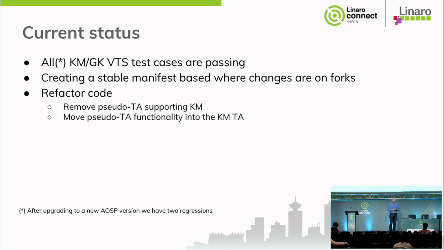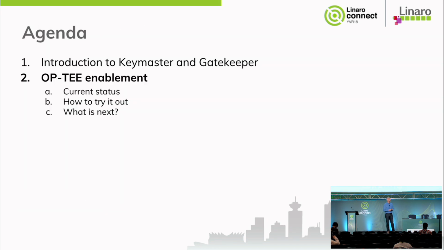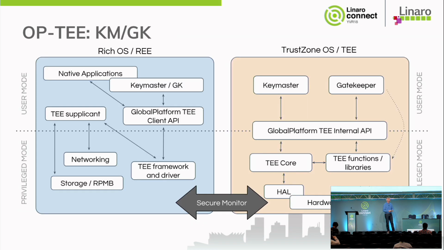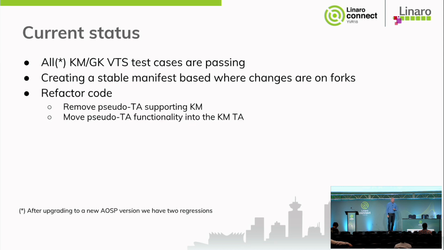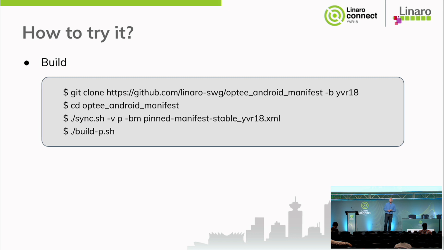And what I mentioned already is about this refactoring of the code. As I said, on the right side here, on the privilege mode, we are going to remove the pseudo TA that we have there and move it up to the Keymaster instead. Yeah, I think that's my part. So now I hand over to Victor, to go a little bit more hands-on on how you can use it.